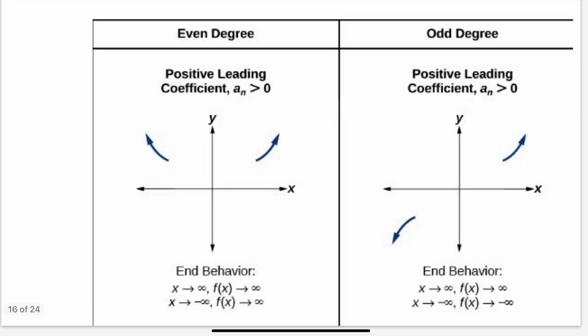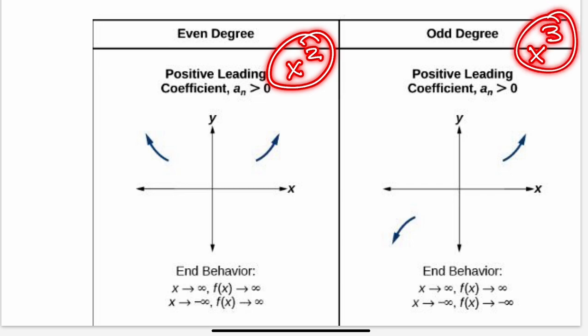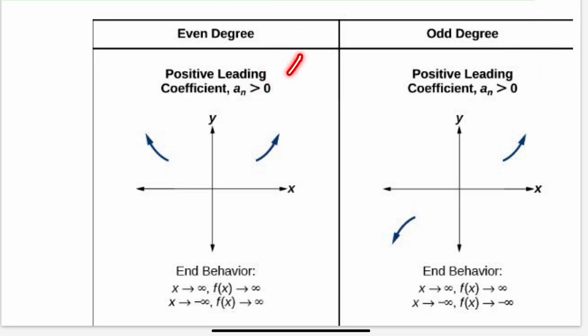And then if it is positive with an odd degree, as x goes out to positive infinity, y goes out to positive infinity. And as x goes out to negative infinity, y goes down to negative infinity. So a classic example of positive odd degree would be x cubed, and positive even degree would be x squared, positive odd degree would be x cubed.